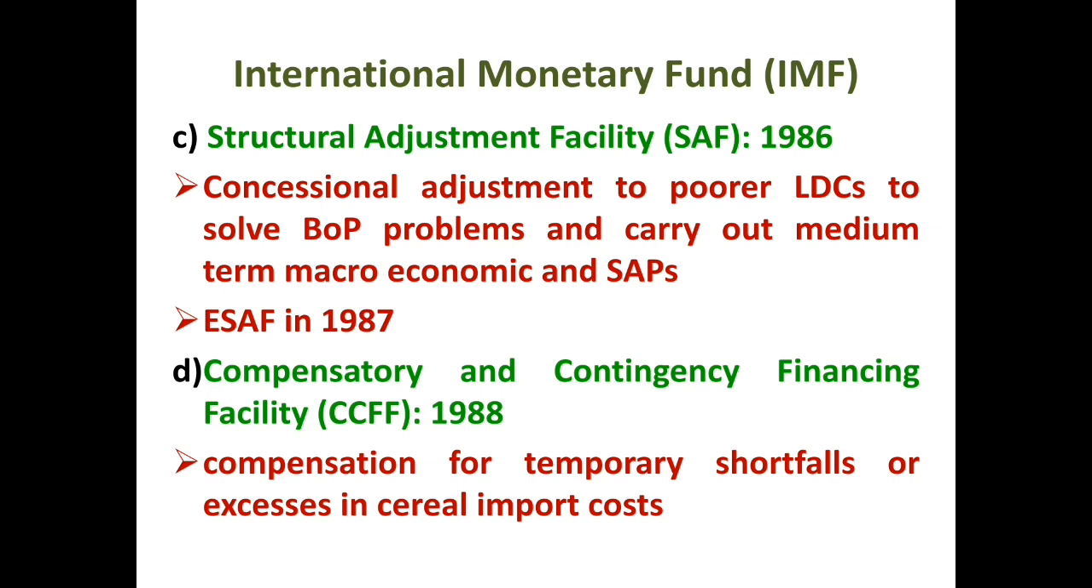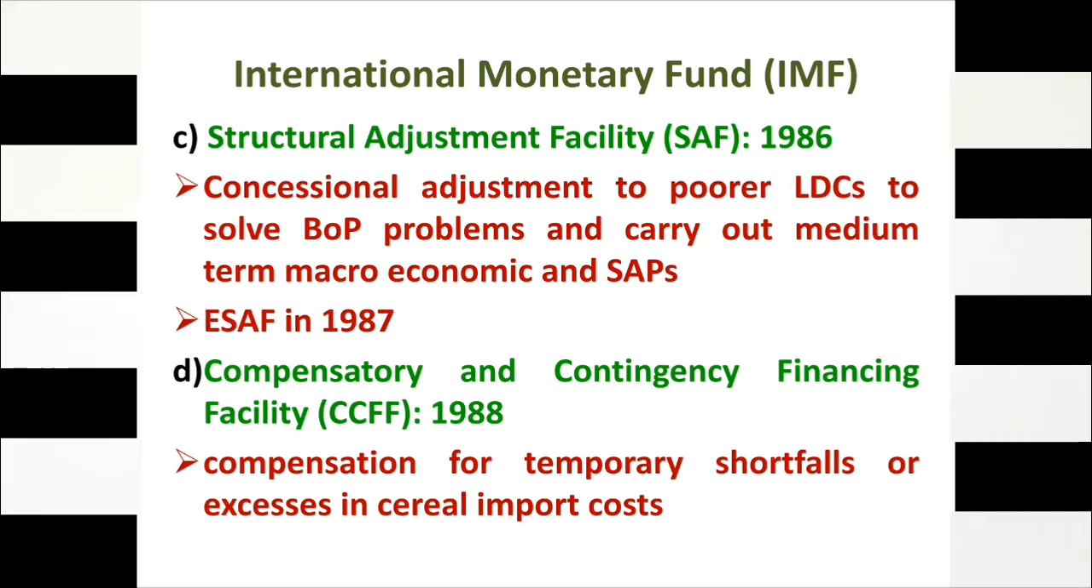And finally, we have the Compensatory and Contingency Financing Facility, CCFF. It is to meet shortfalls in the cereal imports of the poor. IMF helps those countries who are facing balance of payment difficulties.